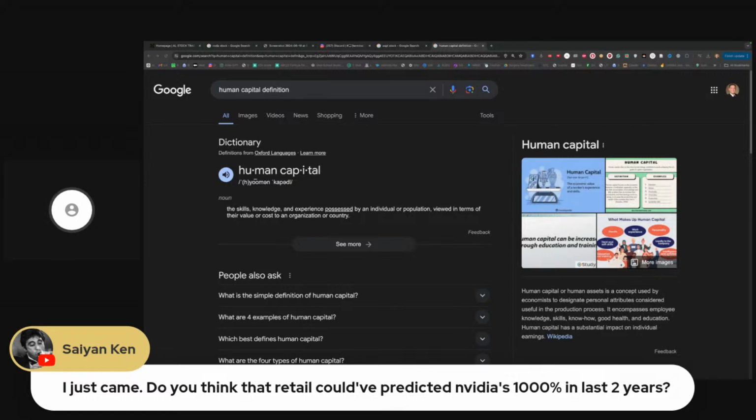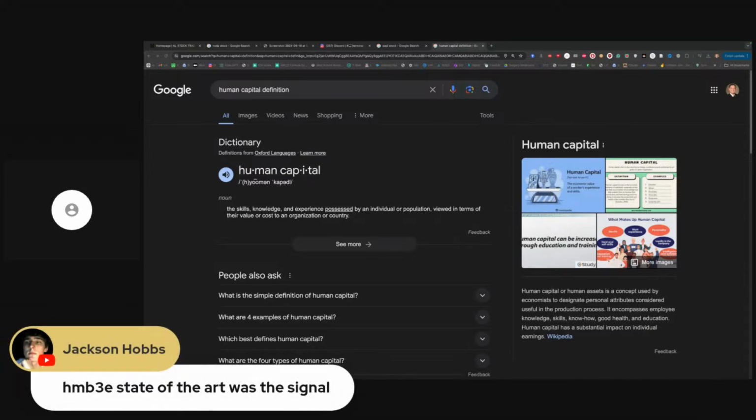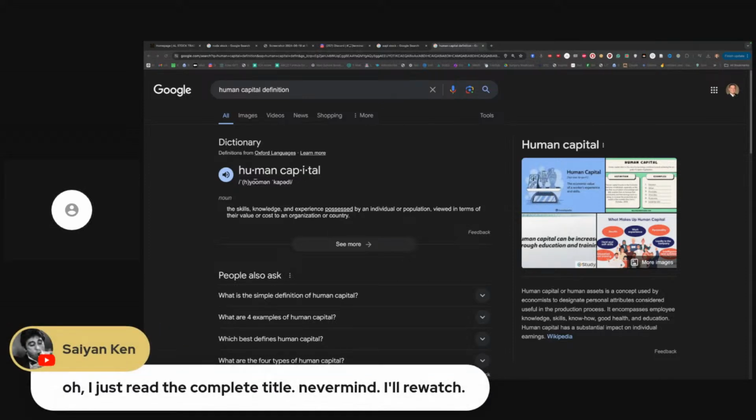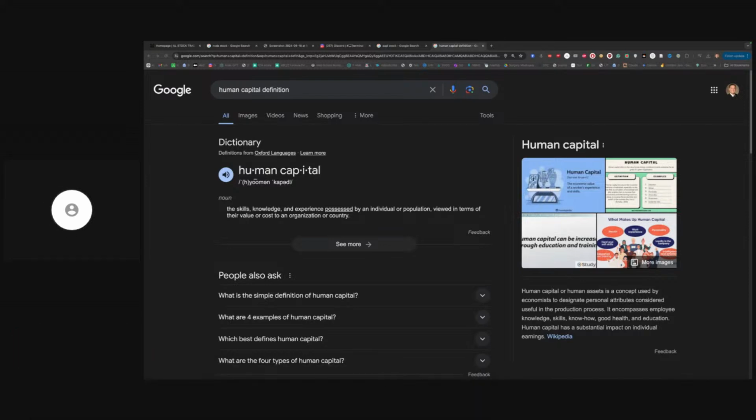I just came in. Do you think that retail could have predicted NVIDIA's 1,000% in the last two years? If you watch the video, it'll answer your question, so go back to the beginning and watch the video. State of the art, I don't know what that is, I'll look it up later. Oh, I just read the complete title. Never mind, I'll rewatch. Rewatch and you'll see. All right, guys.